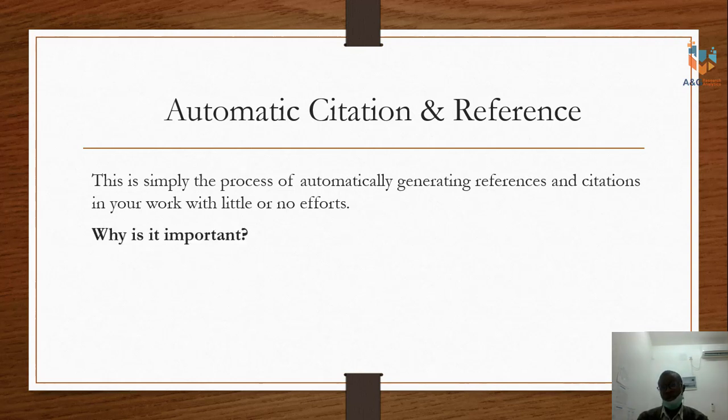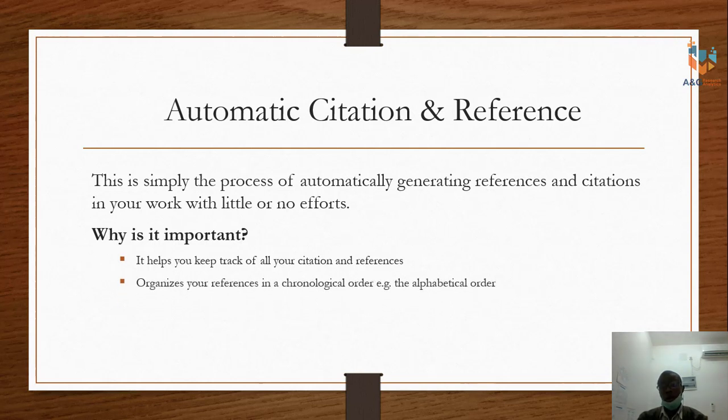Alright, so why is it important for you to do automatic citations and referencing? The very first thing is that it's going to help you keep track of all your citations and references in one place. Secondly, it will help you organize your references in order, e.g. alphabetical. Remember, APA is short for American Psychological Association. It is a standard used by most universities for formatting references, and with the APA format you have to order your references in alphabetical order. And if you do your references automatically, you will automatically have them in alphabetical order.